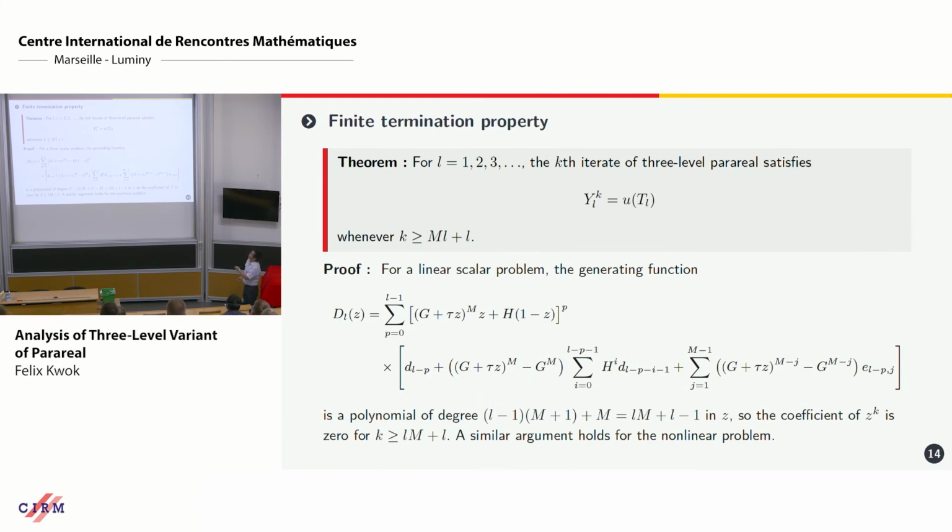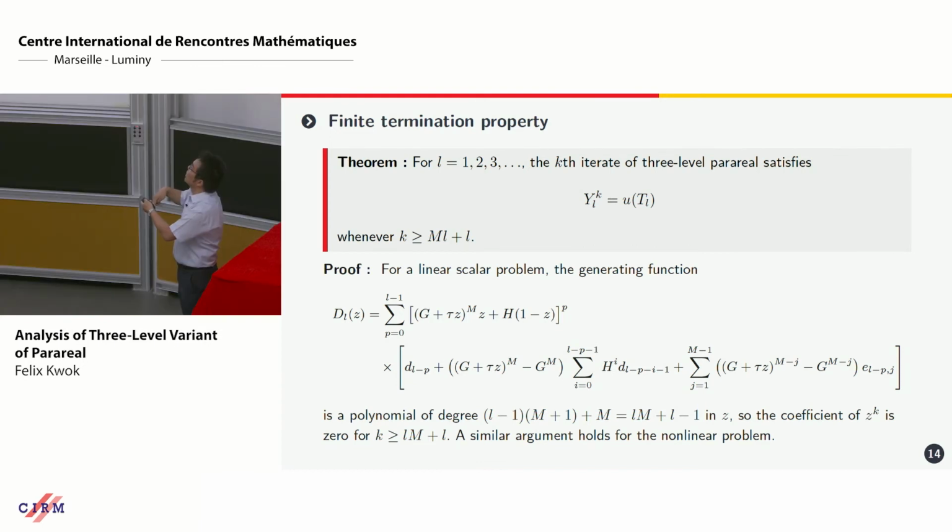There's a finite termination property that you can get just from playing with this ugly generating function. The point is, once you go back to the indices in L, and then you look at the polynomial, the generating function for a fixed L, it's a polynomial. So when you write down the generating function for a polynomial, eventually the coefficients are going to be 0, which means eventually the errors are going to be 0 once you iterate for long enough. And then it turns out that the threshold here is ml plus L. And if you compare that with 2-level parareal, that's just m.